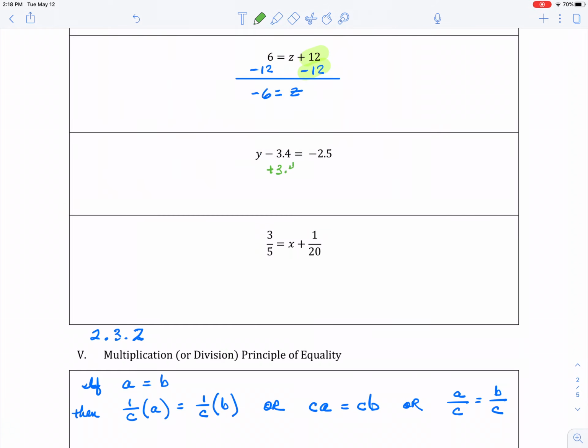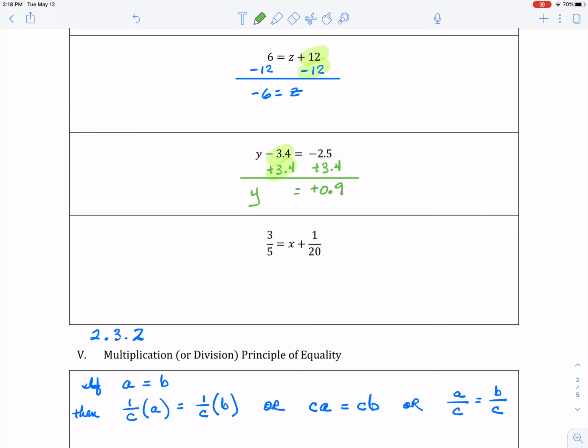So coming down the column, the y column is there. These two numbers add up to 0, so I'll leave that blank spot there. And then on the right-hand side, I have a negative 2.5 and a positive 3.4, which gives me a positive 0.9. But I am finished because, again, notice I have a positive 1 in front of the variable y, and I successfully have isolated that.